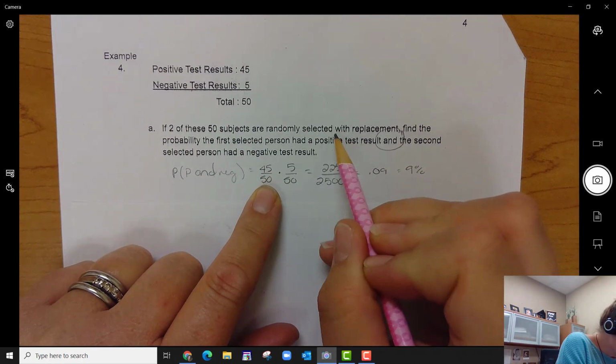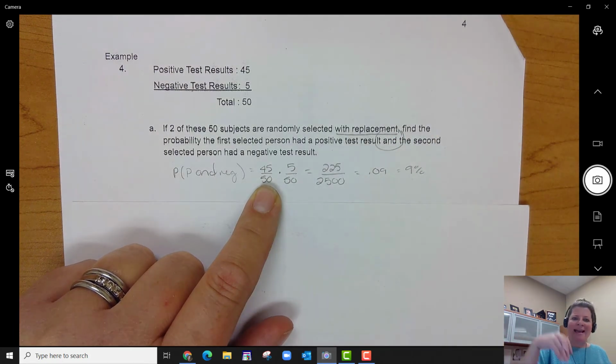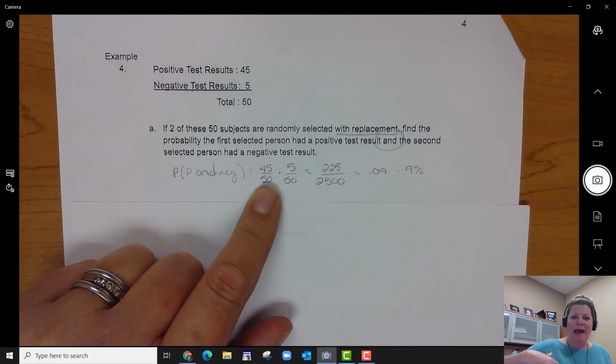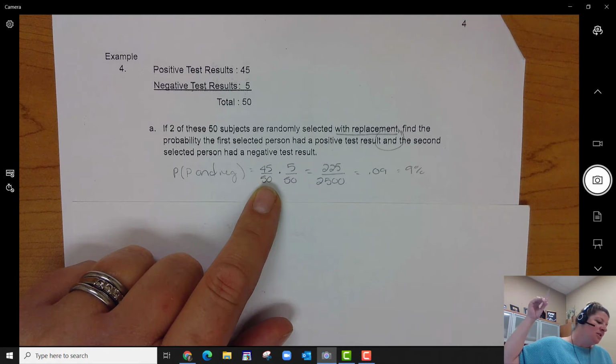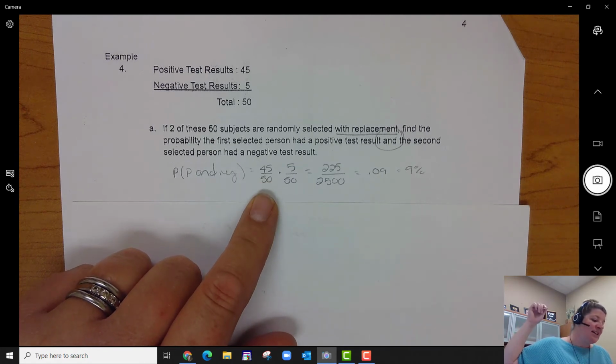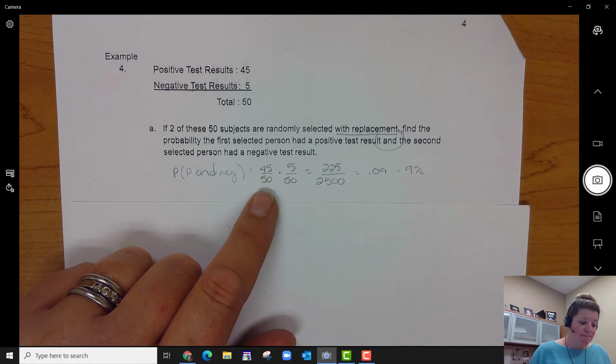So we have with replacement. So we're putting it back in. So I have all these people's results in this bag and I'm putting them back in. So the probability of a positive test is 45 out of 50.